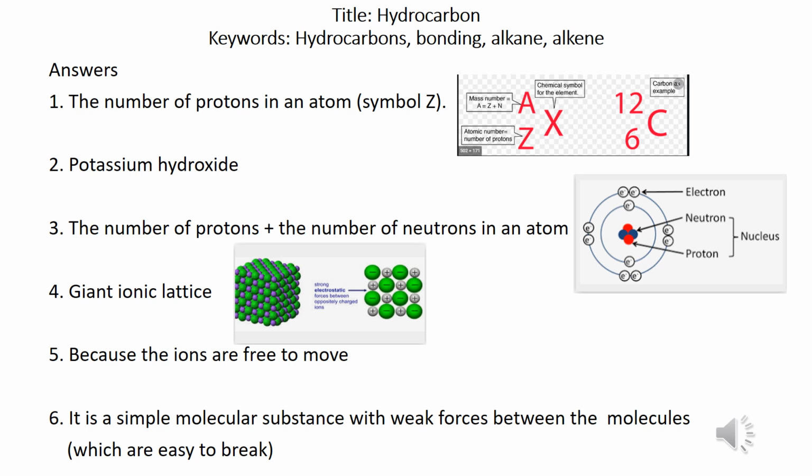Name KOH. K represents potassium and OH represents hydroxide. So this is a compound, and the name of this compound is potassium hydroxide.